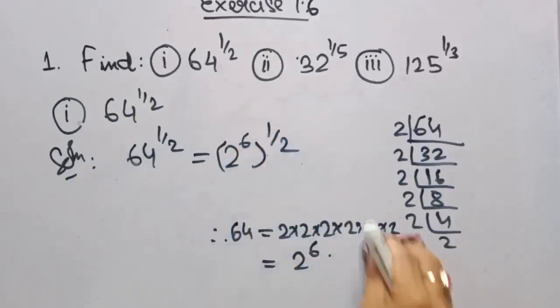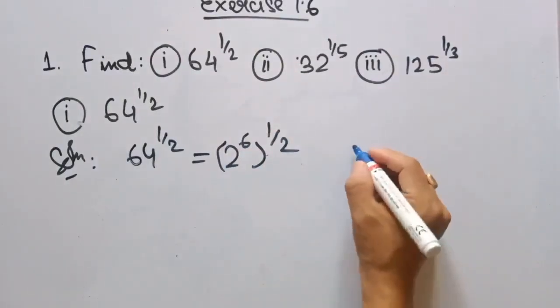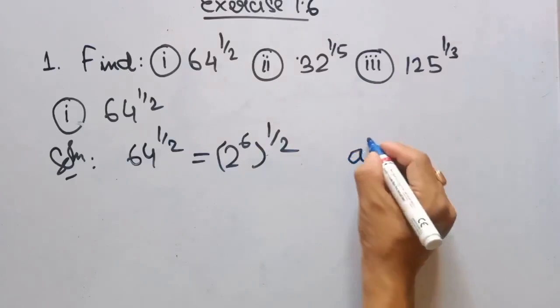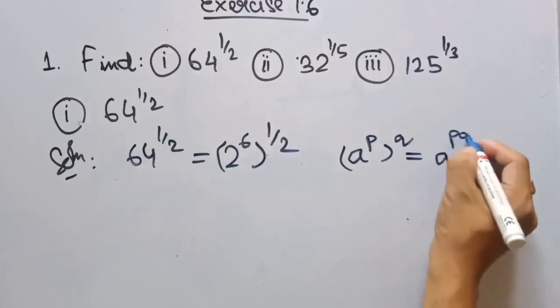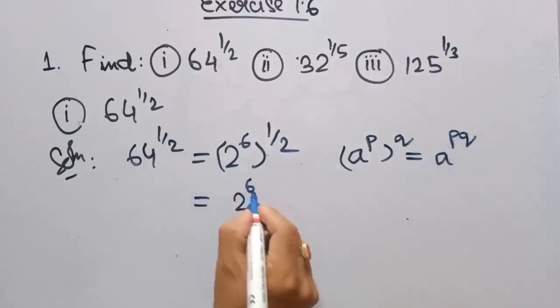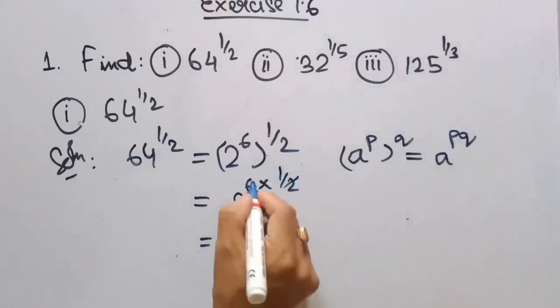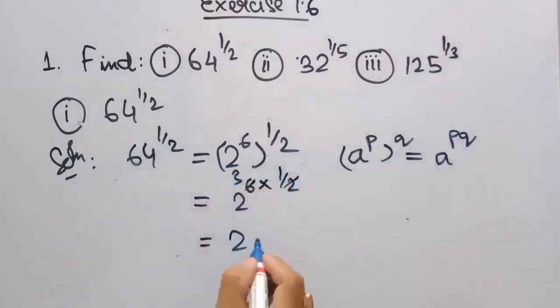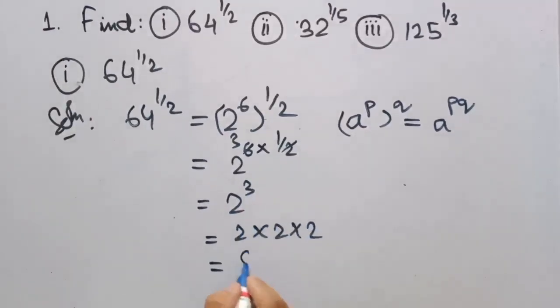Now next we will use one of the laws of exponent, that is a to the power b to the power c is equal to a to the power b c. So using this identity we will get 2 to the power 6 into 1 by 2. So this will become 2 to the power 3. 2 to the power 3 is 2 into 2 into 2, which is 8. So our required answer will be 8.